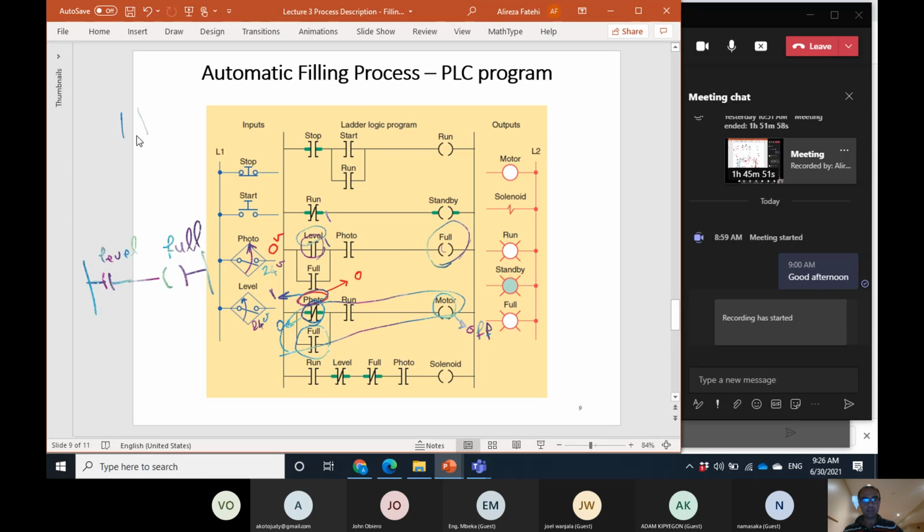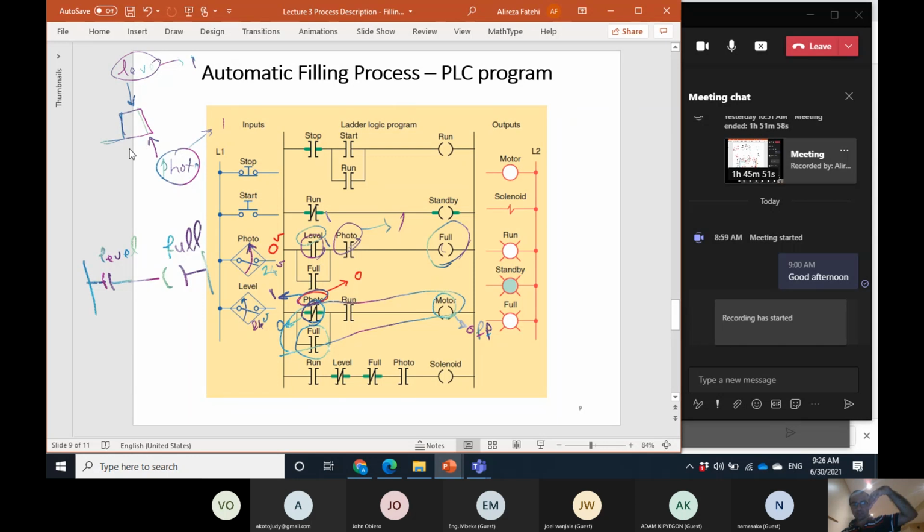So let's say when the box reaches the photosensor, this becomes 1 because this closes, but the level sensor that is here is still 0. This is the level sensor. Since this is 1 and this is 0, the full is 0. So it is not full. When the level of the material reaches the maximum and the level also becomes 1, both of them become 1, then the full variable turns on. Then the box moves.